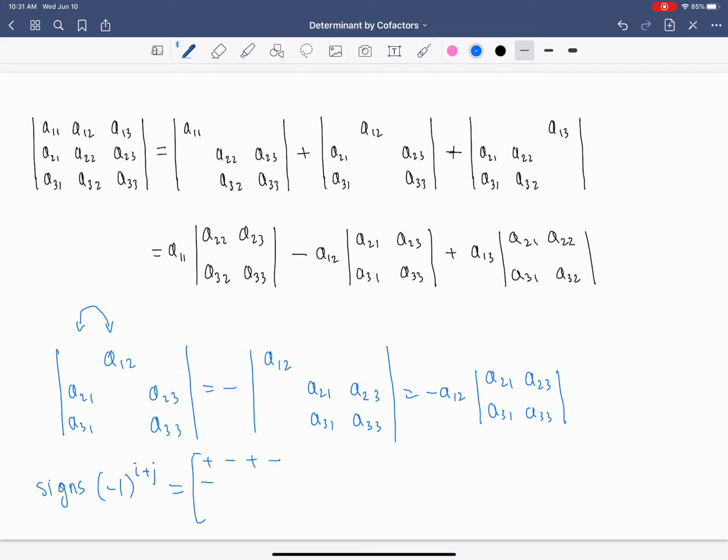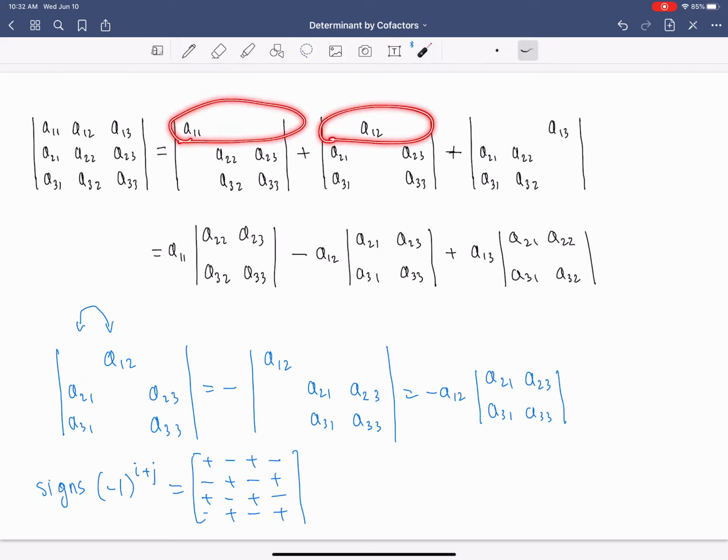Then from that plus, I keep minus, plus, minus, plus, and so on. So to recap, this is how we get the signs. We can do this expansion. This is called expansion along the first row because the sum of these three terms is the first row here. I could have done this along any row or any column and it will still work.